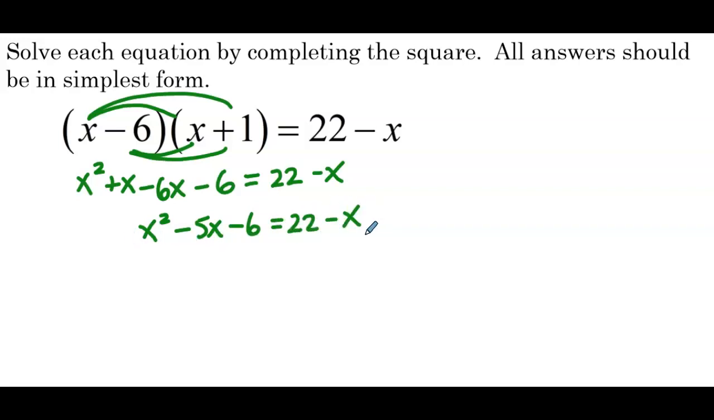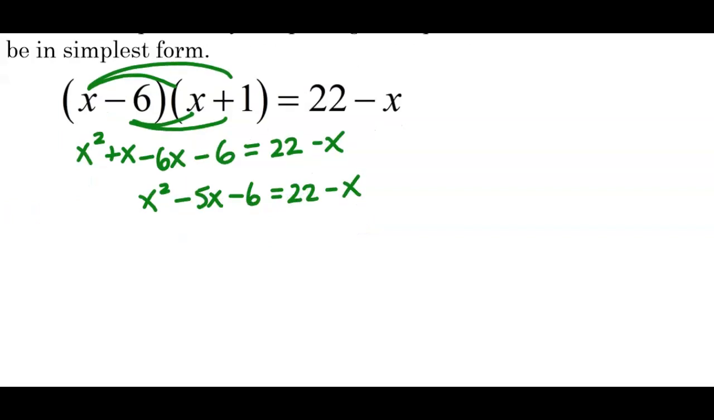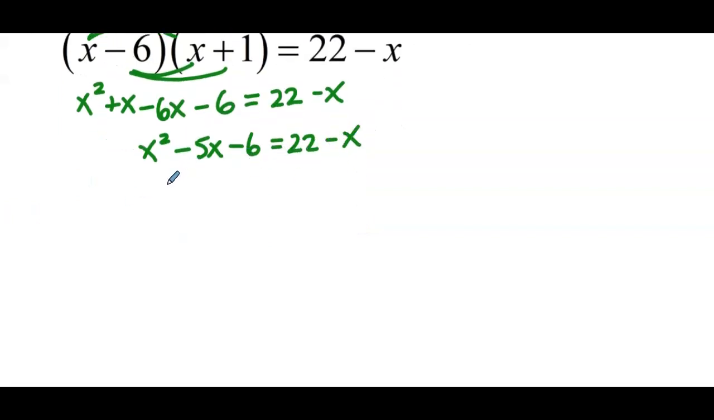So we have a quadratic. We want it equal to 0 before we start solving. So I'll add x to both sides, so x squared minus 4x, and subtract 22, so minus 28 equals 0. Not a very good 0.